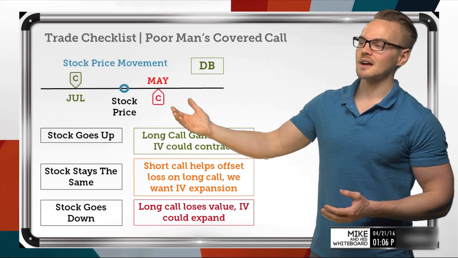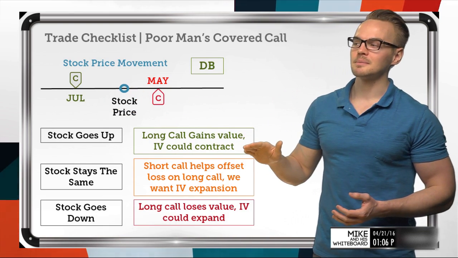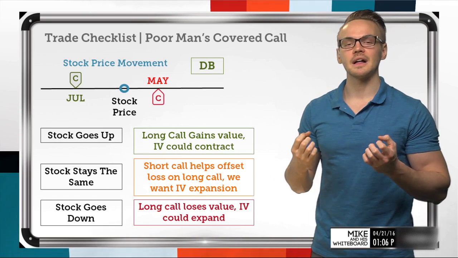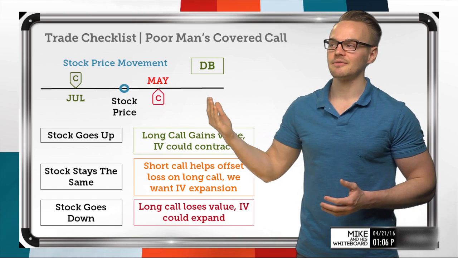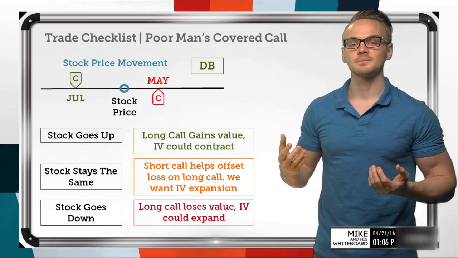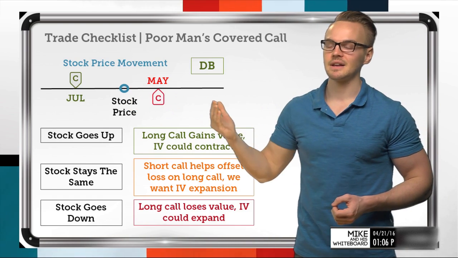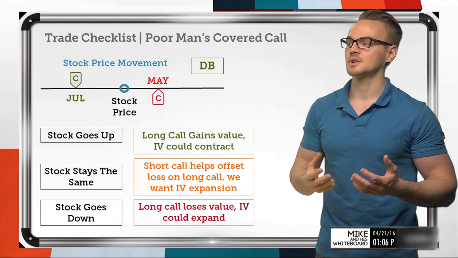Implied volatility affects a poor man's covered call more like a hedge. So if the stock goes up, we will see profit on that long call, but we're probably going to see IV contract, which is going to pull down the value of these options a little bit. So we're not going to see that accelerated profit as we would in a poor man's covered put. We're going to see profit at the end of the day, but it's not going to be as drastic as a poor man's covered put could be.